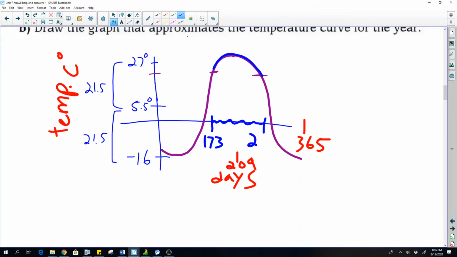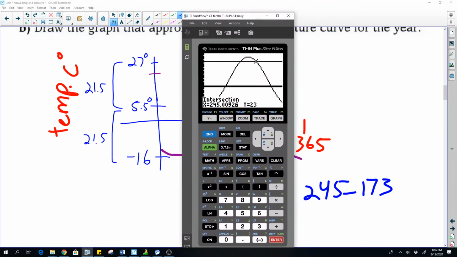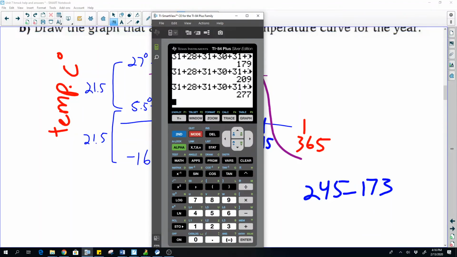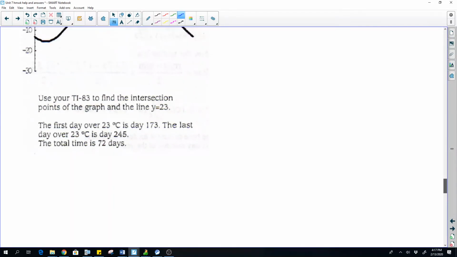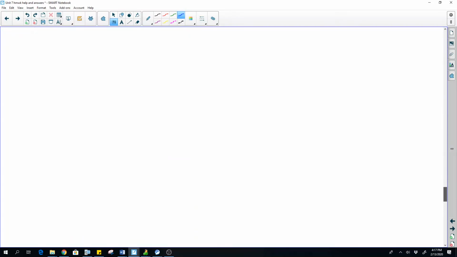Now we're going to subtract those two to get the actual number. So 245 minus 173 gives us the total number of days. Here we go: 245 minus 173 is 72 days. Nice. Is that right? Let's take a look. There it is, 72 days is right. We nailed it.